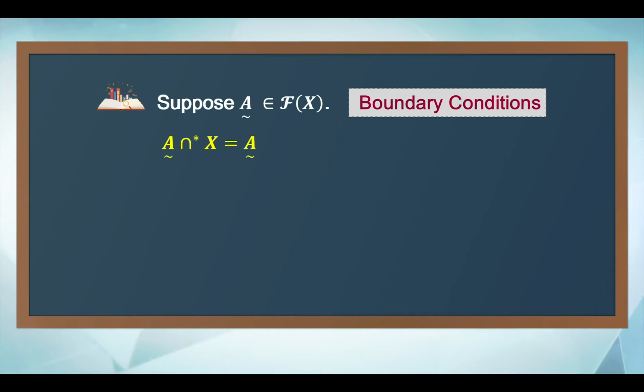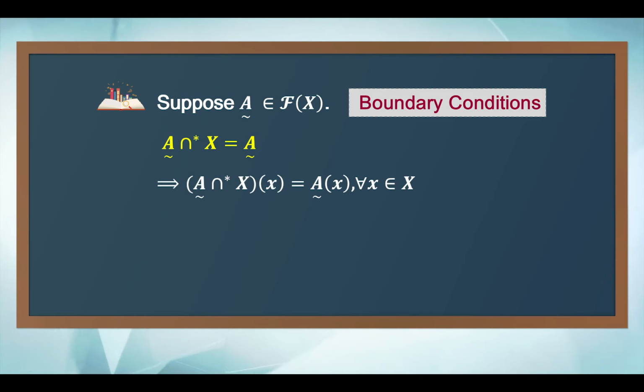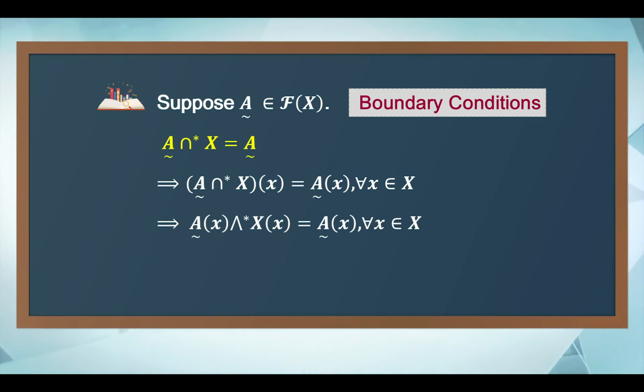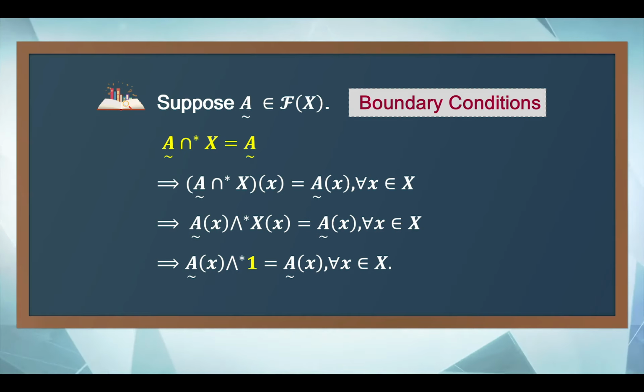Next, if the generalized intersection of A and the universal set is the same as A, then the generalized intersection of A and the universal set of element X is the same as A of x. In other words, the generalized minimum of A of x and the universal set of x is the same as A of x. That is, the generalized minimum of A of x and 1 is the same as A of x.